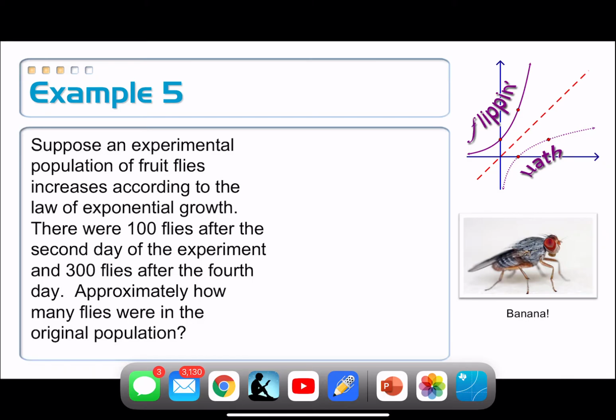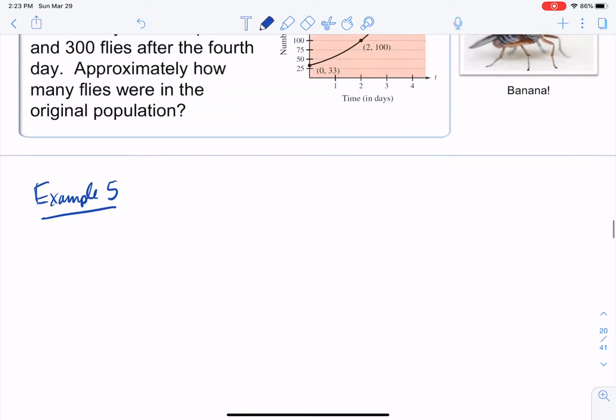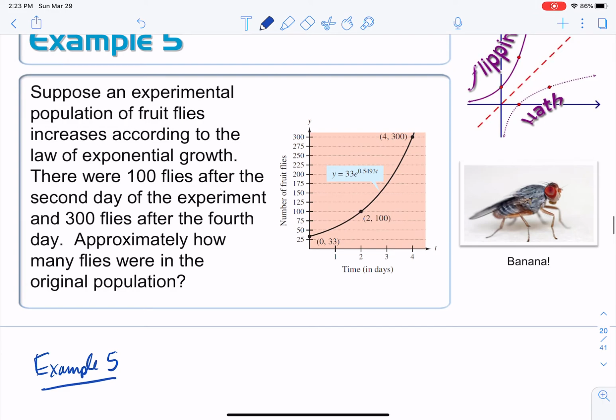All right, and coming back over here, don't look at the graph. This is spoilers. Example 5. So for example 5, we've got a couple of pieces of information. Oh, are you looking at that graph? I see you looking at that graph.